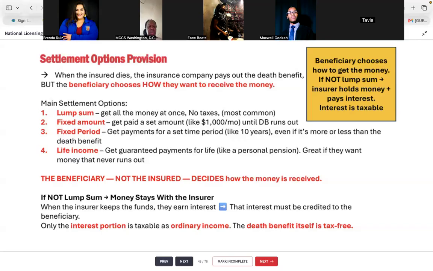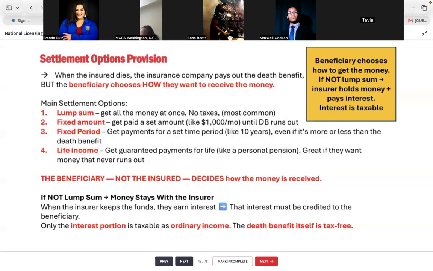Okay, settlement option provisions. What is a settlement option? Well, let's pretend we are all beneficiaries to someone's death benefit. You have just become a beneficiary. Someone passed away and left you a benefit. Now when that person passes away, the insurance company is going to send you a letter. Well, you're going to have to file a claim, right? They're not going to know, but you file a claim and they're going to send you some paperwork. Remember, I mentioned that earlier. Part of this paperwork is they're going to ask you, hey, Mr. or Mrs. Beneficiary, how would you like to receive this money?